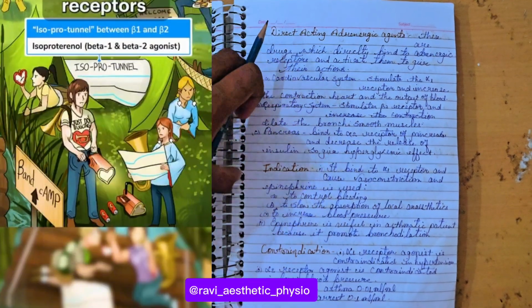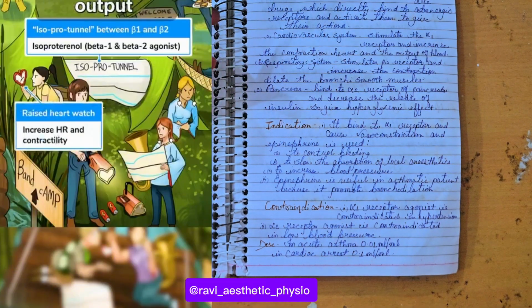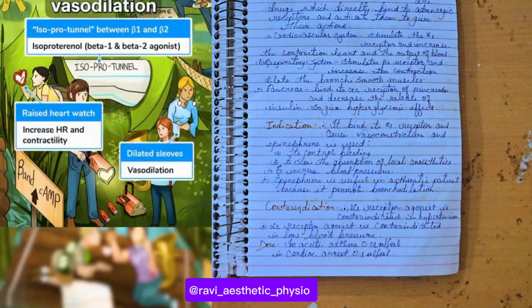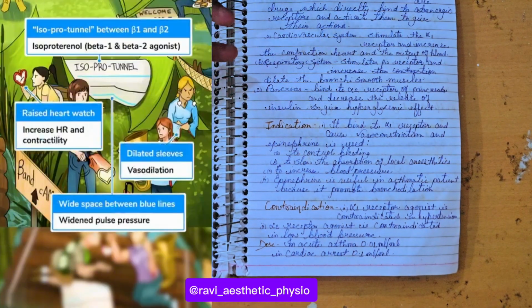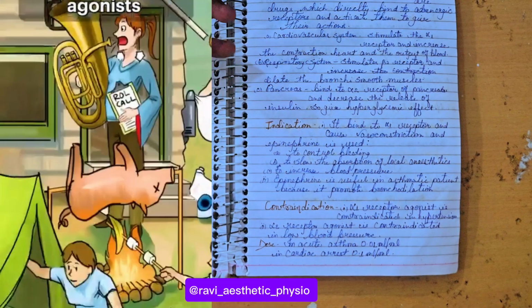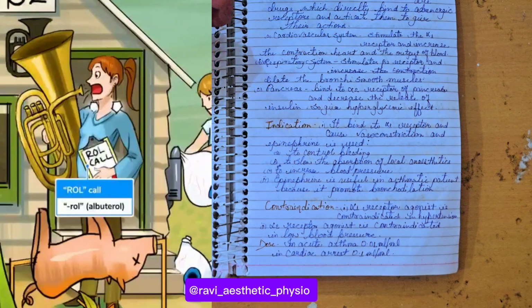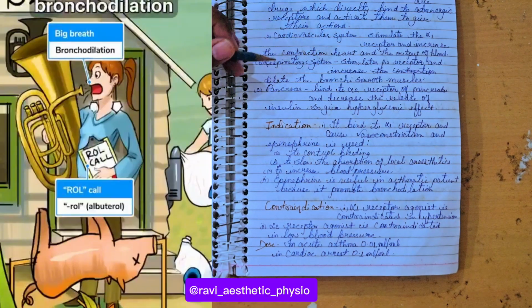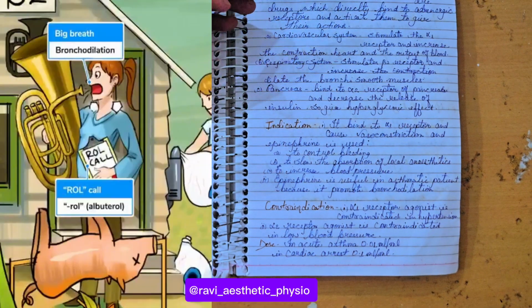Which kind of patient is taking direct, indirect or mixed adrenergic drugs? That is the indication. It binds to the alpha 1 receptors and causes vasoconstriction, and epinephrine is used to control bleeding, to slow the absorption of local anesthetics, and to increase blood pressure. Epinephrine is also used in asthmatic patients because it promotes bronchodilation.